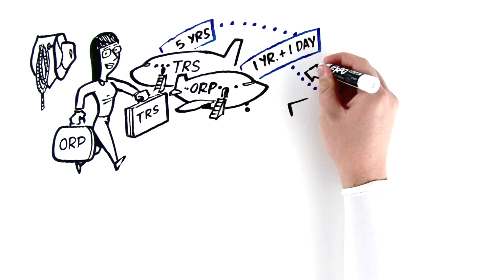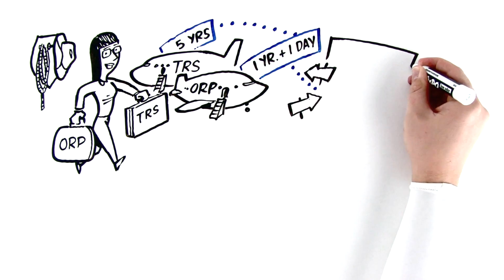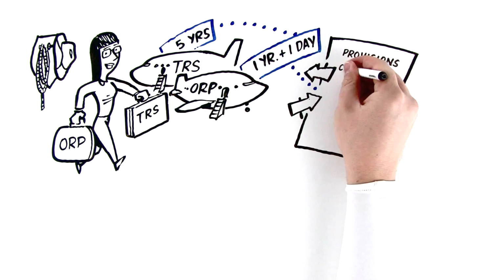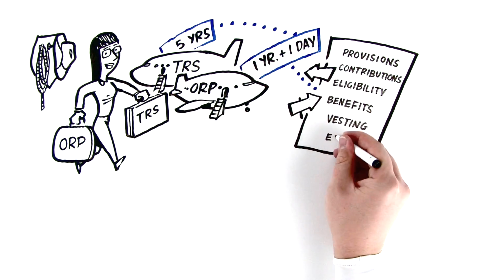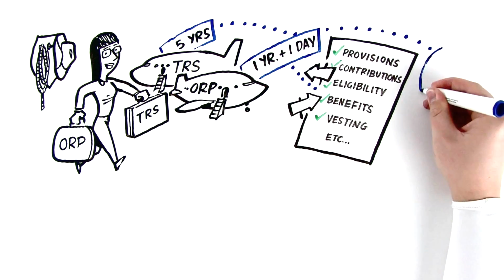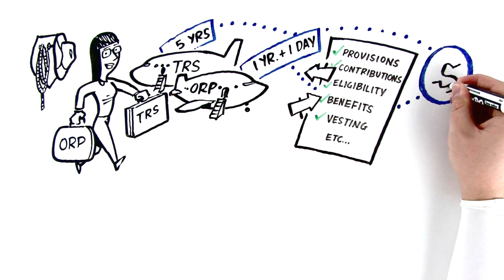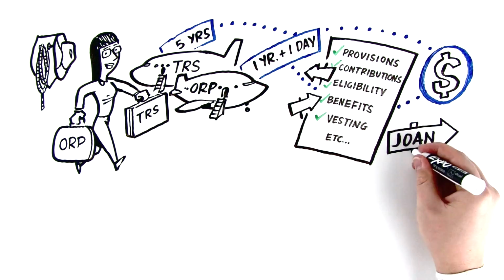There's a lot more differences to parse through, including differences in service credit provisions, contributions, retirement eligibility and benefits, vesting, and more. Either way she goes, Joan will have her retirement. But how does she make sure she has the right one for her?